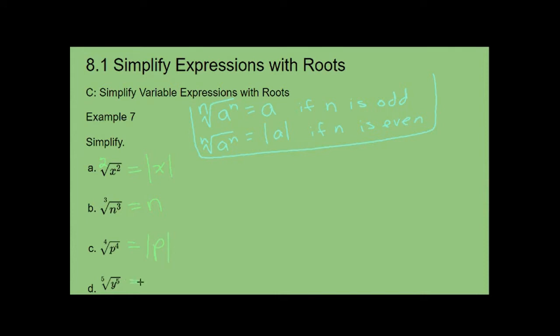And on the bottom, fifth root of y to the fifth, 5 is odd. Therefore, the fifth root of y to the fifth is equal to y. So those are the rules. Always ask yourself, is it even or odd? If I'm dealing with an even, I need to take the absolute value. If I'm dealing with an odd, then I can just leave it alone and just use that variable.